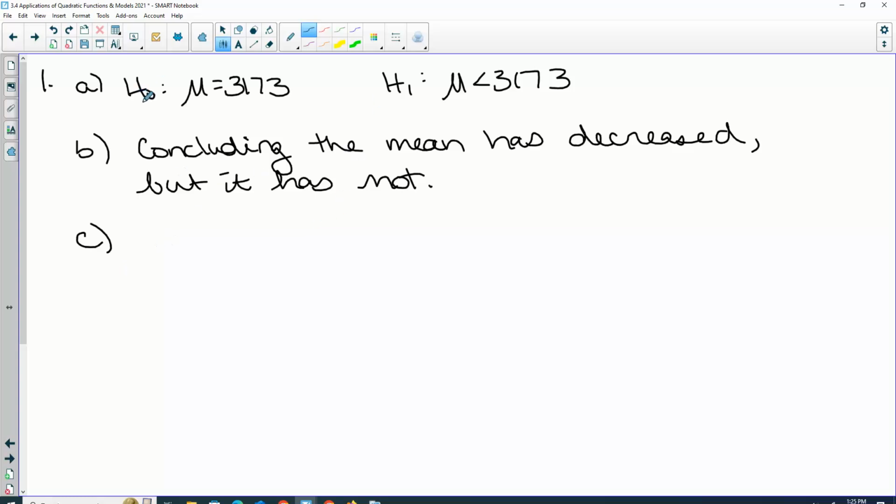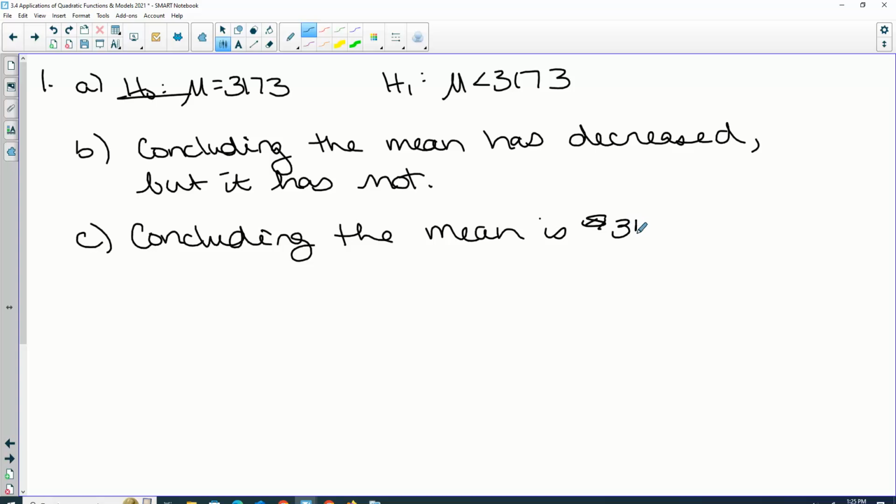Type 2 error is when we conclude H sub 0. So concluding the mean is the $3,173, but we are wrong. We should have gone with the other one, but it has decreased. Why would I say decreased and not increased? Because we're checking to see if it decreased. The alternative was decreased. Okay, so in these questions, like type 1, type 2 error, you just basically need to tell me which one you concluded and that you're wrong in those. They're errors, so we made a mistake.